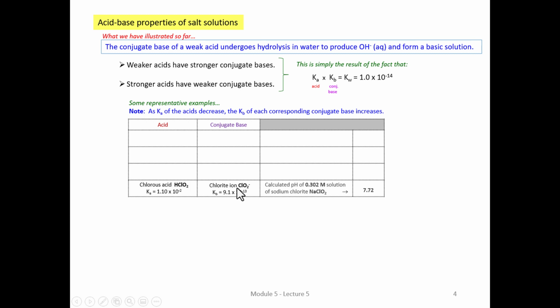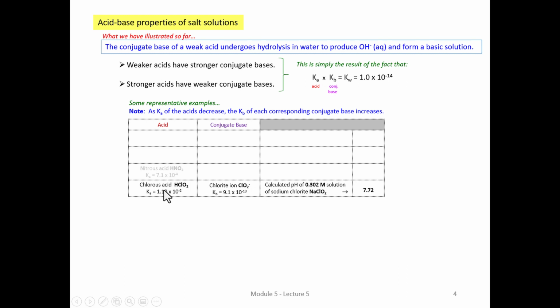If you make up a solution that's 0.302 molar in sodium chlorite, remember we can't just take the chlorite, find it somewhere and plunge it into water. We have to have it paired with something, and we decided sodium ion was a good thing to pair it with because sodium ion is a spectator here. If we do that, we get a pH value of around 7.7, so it's slightly basic, which makes sense. This would be a really weak base.